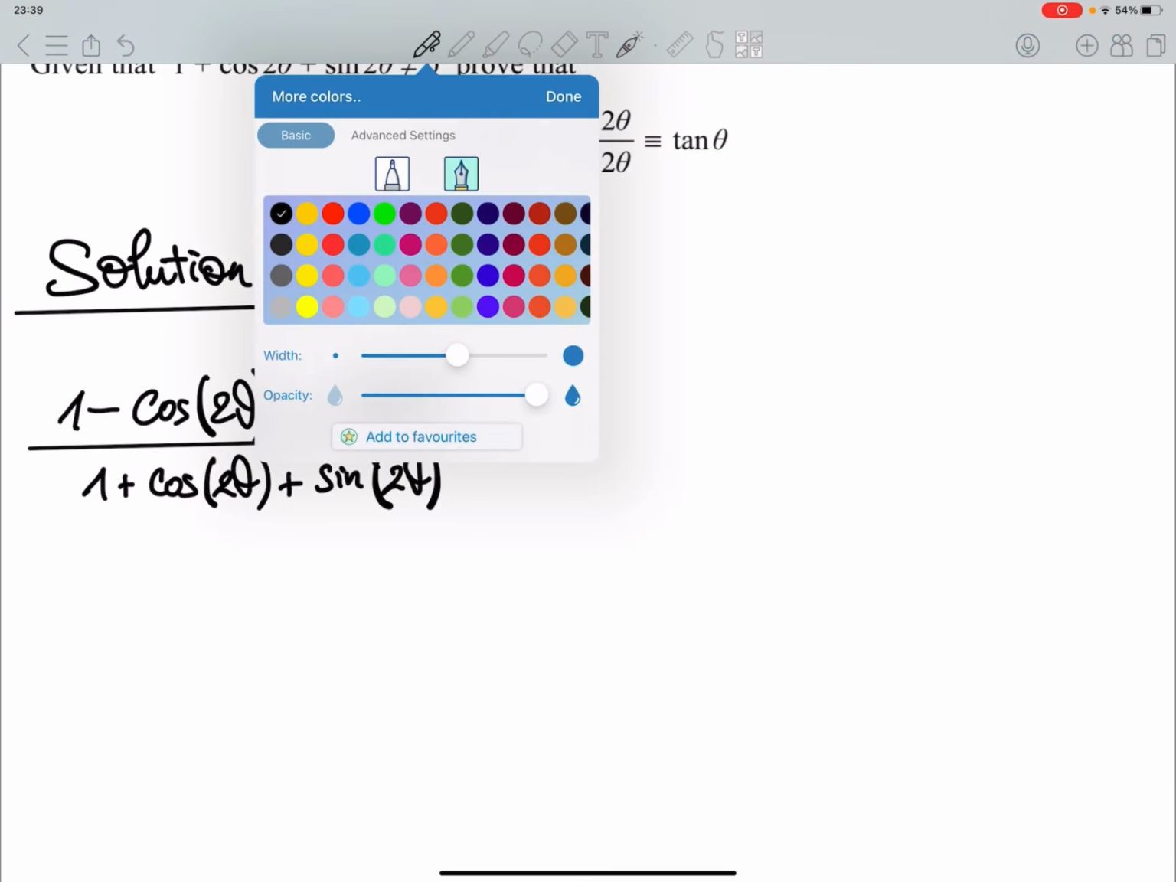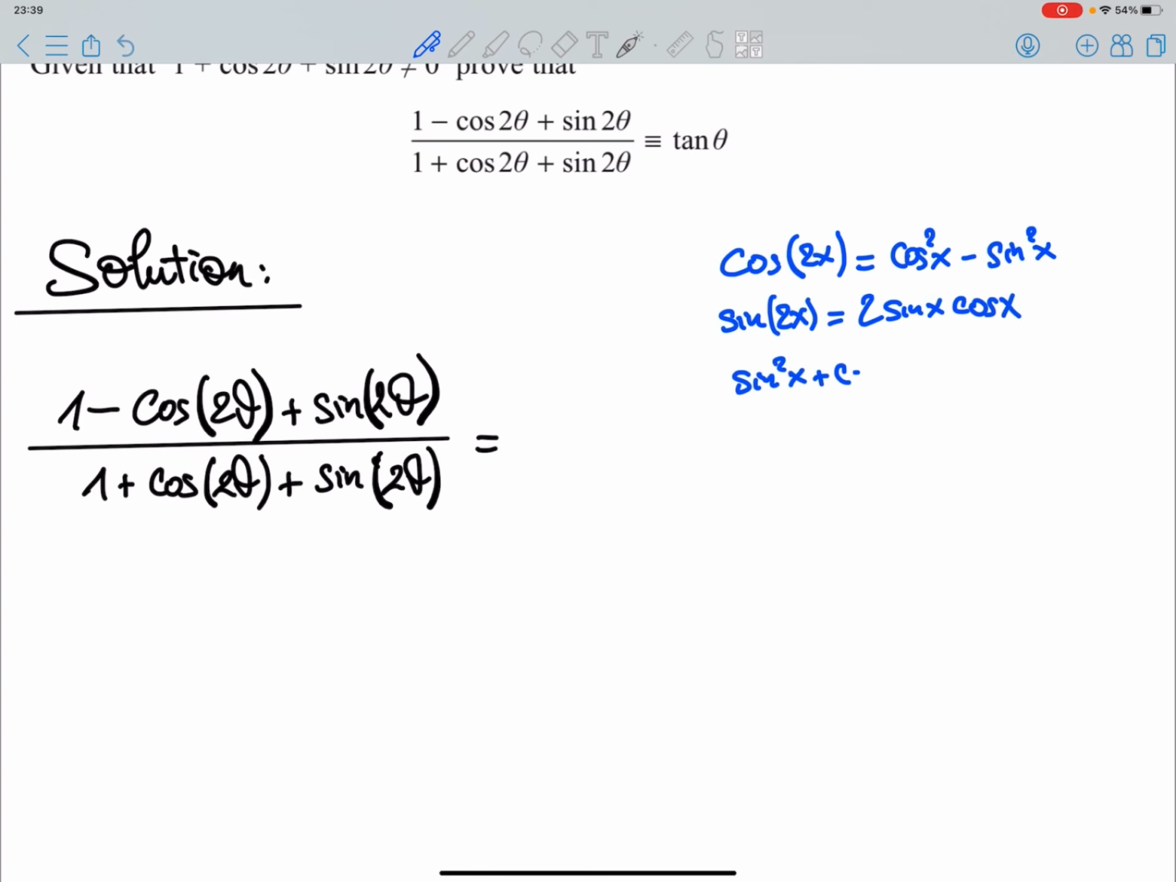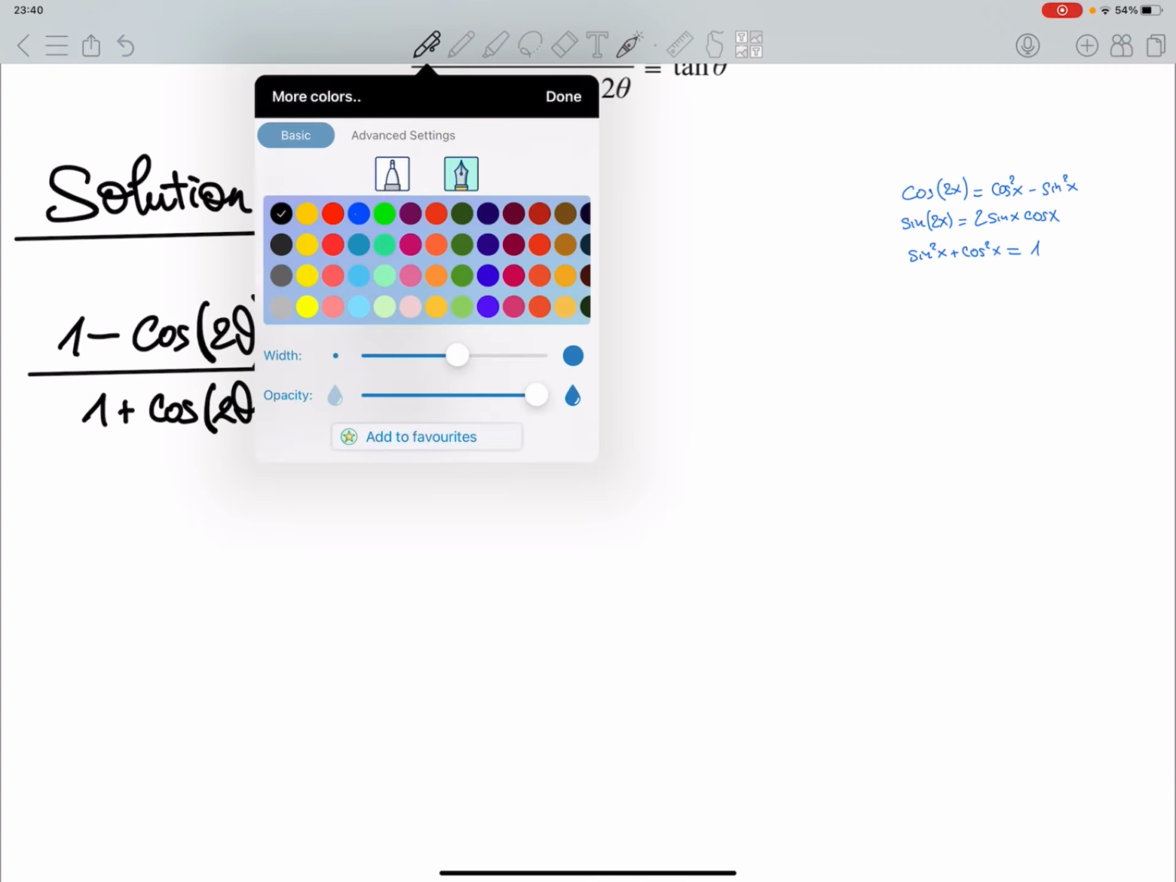And before we get started, let's remember some trig properties that can be useful, right? So the cosine of 2x, we know that is equal to cos square of x minus sine square of x, and the sine of 2x, this is equal to 2 sine of x cos of x, and also sine square of x plus cos square of x, this is equal to 1, right? So these are some properties that can be useful in this exercise, right?